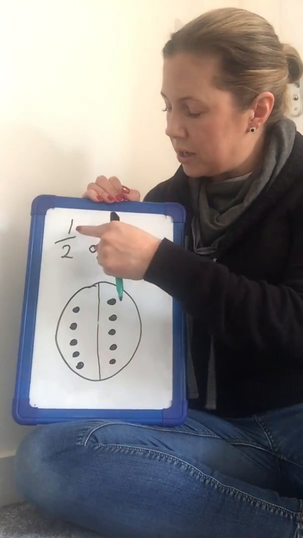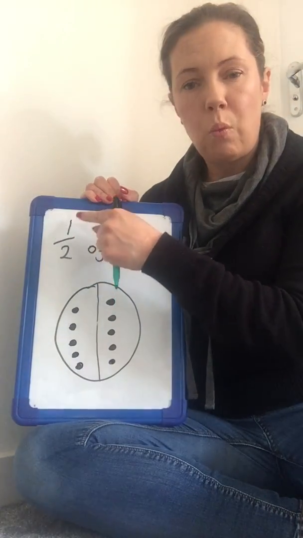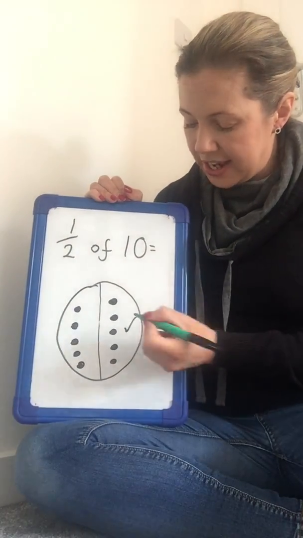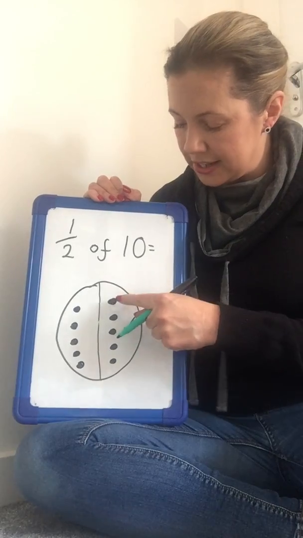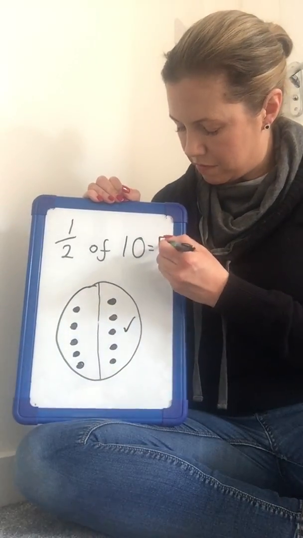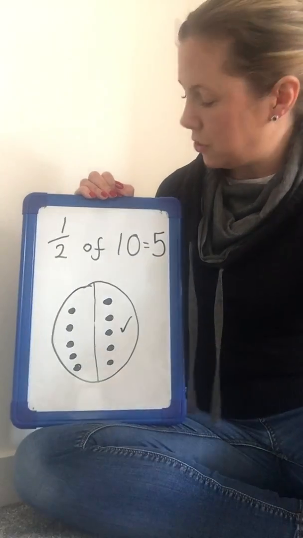Okay, and then because we're looking at one of those parts out of 2 equal parts, we tick just the one that we need, and so we can see that half of 10 is 5. I'll show you another one.